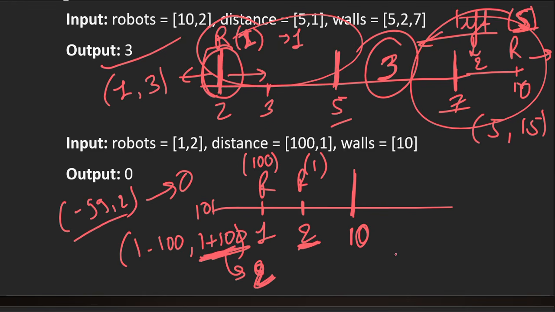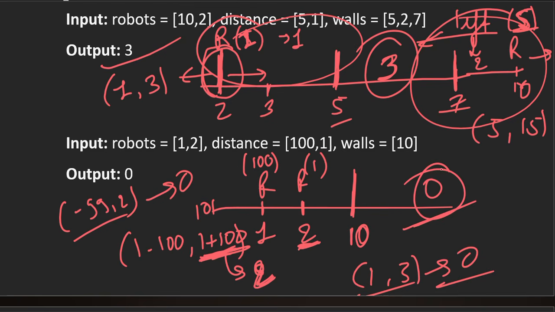Let's see the second robot. Second robot range is 2 minus 1, 1 and 3. There is no wall in that range also. So the number of walls they destroy is 0. But the main point here is to explain this concept that though its range is 101, the right range has become 2 as there was a robot present.